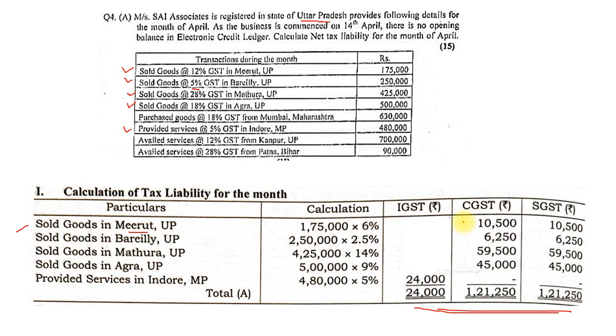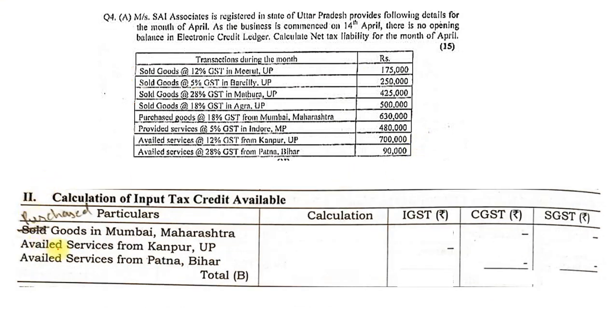This was on supply. Now we'll have to take everything on purchases, basically called ITC. So for ITC we have 1, 2 and 3, three transactions there. So I wrote here purchase goods at 18% from Mumbai, avail services from Kanpur and avail services from Patna. This is not sold, it was a misprint, so it was purchase.